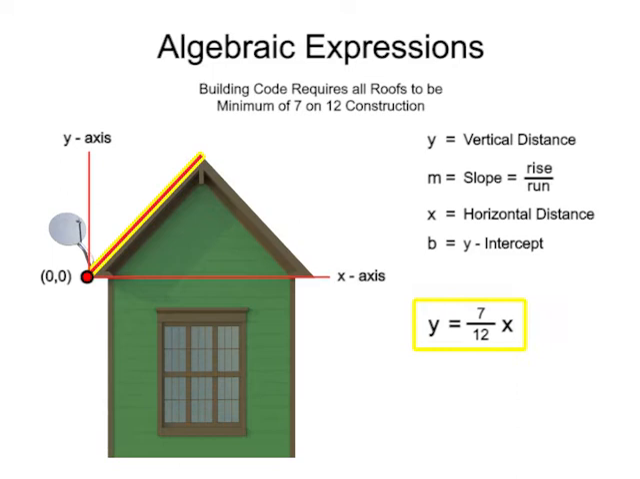Now the installer has an equation that accurately represents the location of the satellite dish in relation to the eave. To determine how much wire is needed, the installer can substitute the horizontal distance from the eave to the dish and finish the calculation.